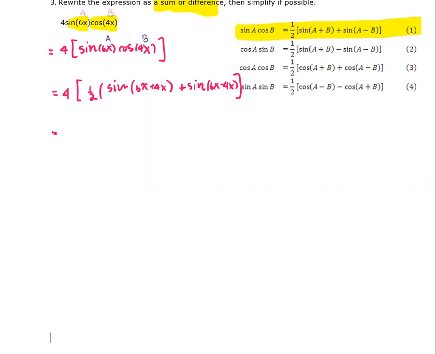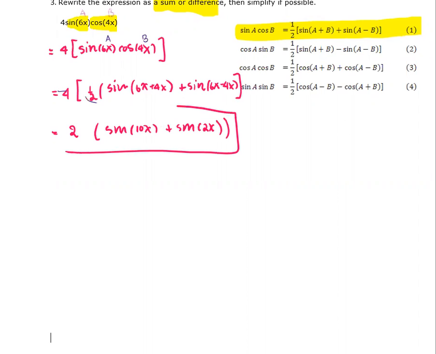Simplify again. As you see, 4 and 2 can be reduced. Now we have the coefficient 2 multiplied by the sine of 10x plus sine of 2x. And this is the result for the expression for number 3.